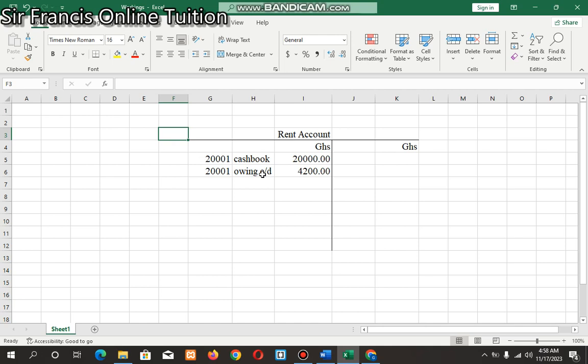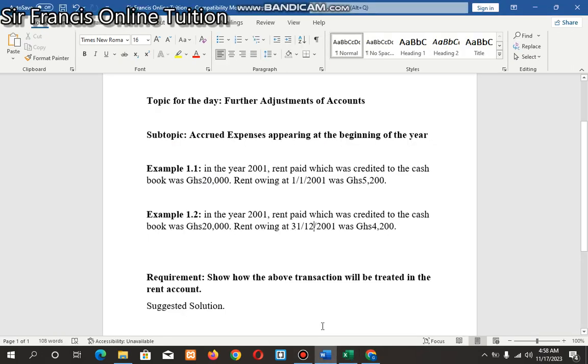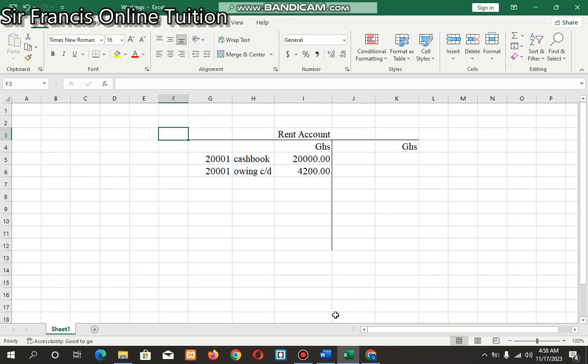So once we are done with the recording, what we have to do is to balance off or to close the account, to signify that we are done with that particular transaction. And if you are balancing off an account, you sum the amount at the debit side and write it somewhere. You sum the amount at the credit side and put it somewhere, and compare the two.